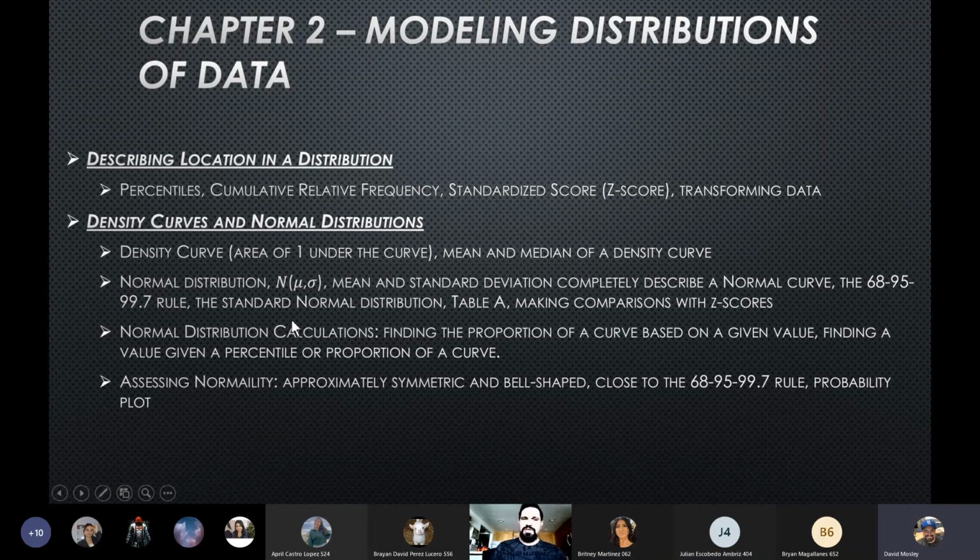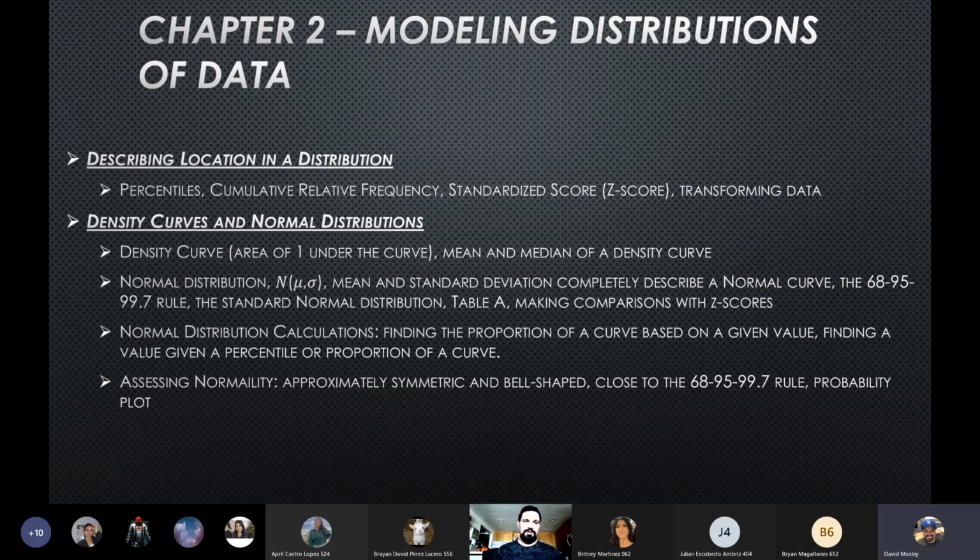Right, we have our normal distribution, which is represented with N(mu, sigma), where mu is the mean and sigma is the standard deviation of that population. Right, and they completely describe the normal curve that represents that data. There's the 68, 95, 99.7 rule. In our standard normal distribution, we will use a lot of Table A, which we've seen throughout the course, and we use all of these things to make comparisons using z-scores or standardized scores.